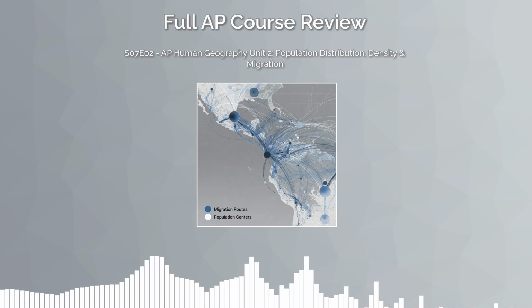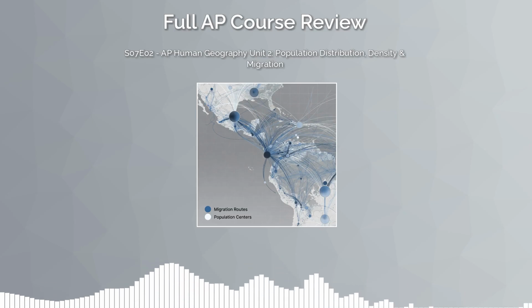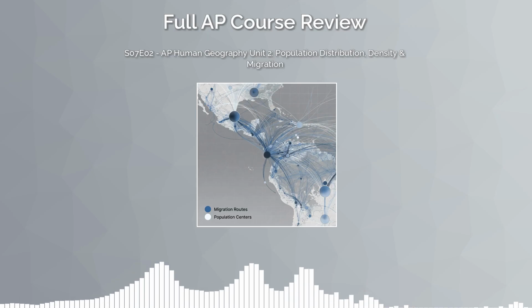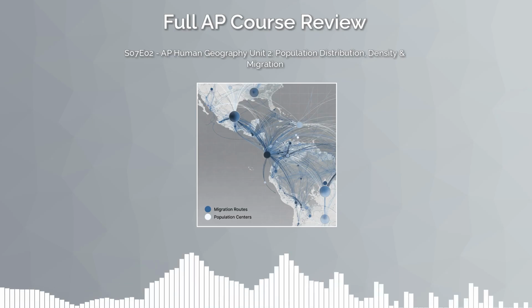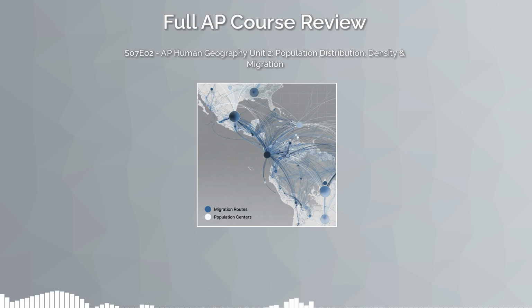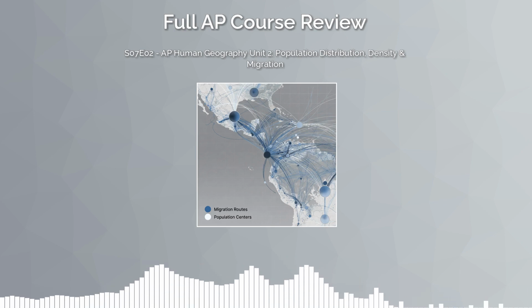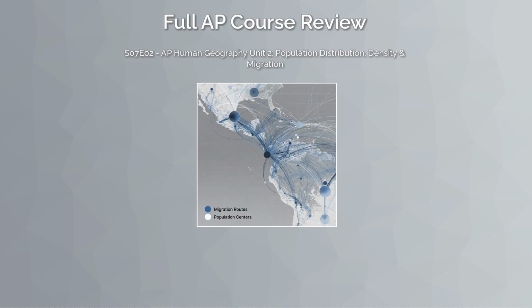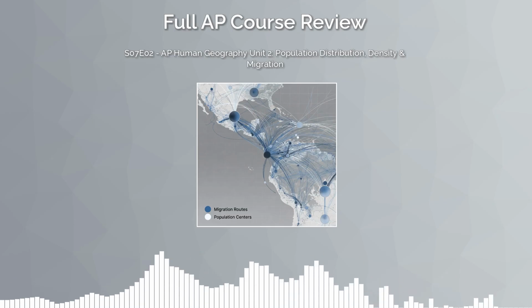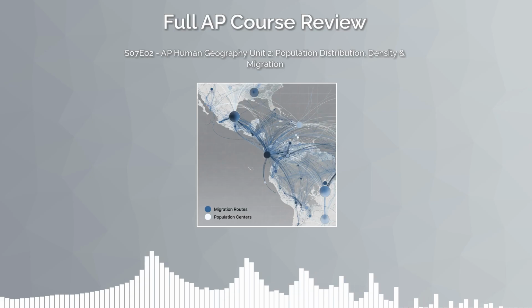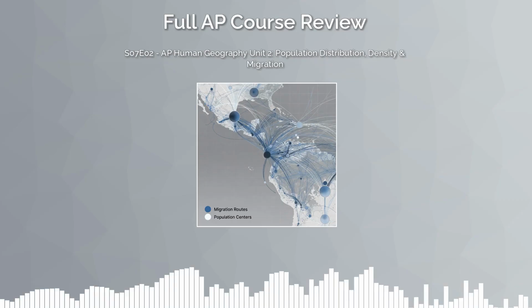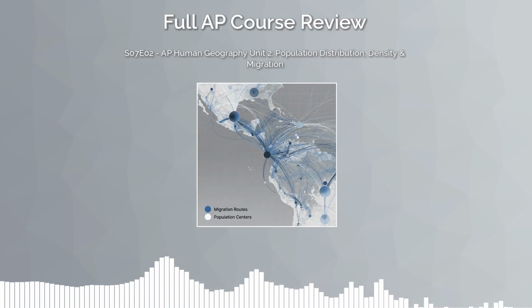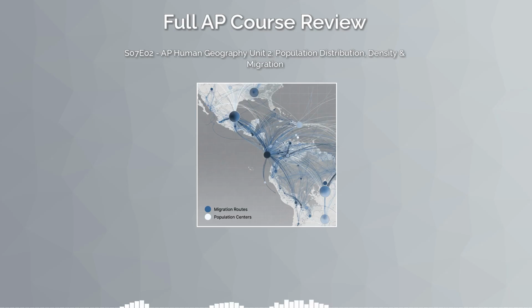Key calculations and the dependency ratio. You must be able to calculate and interpret the dependency ratio, which the College Board defines as the ratio of the dependent population, those too young or too old to work, typically under 15 and over 64, to the working age population, ages 15 to 64. The formula is: take the number of people under 15 plus the number over 64, divide by the number of people aged 15 to 64, and multiply by 100. A ratio of 60 means there are 60 dependents for every 100 working-age adults.